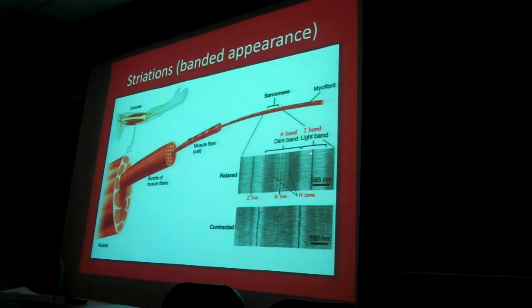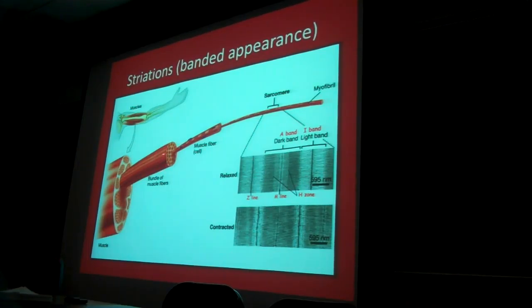And each one of these things, from that Z line to that Z line, that's called a sarcomere. When you put a bunch of sarcomeres together, you get a myofibril, as opposed to a muscle fiber. That's not a muscle fiber, that's a myofibril. When you put a bunch of those together inside of a cell, then you've got a muscle fiber, a cell. And the lining of that cell is called the sarcolemma. Sarcolemma, L-E-M-M-A.